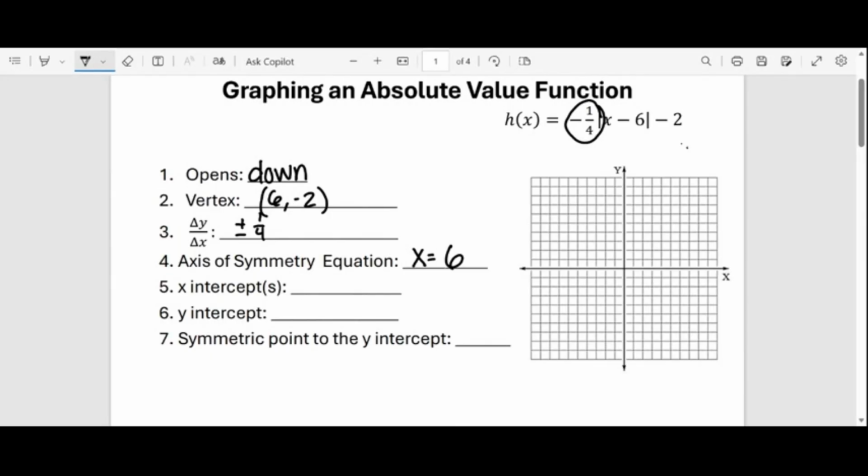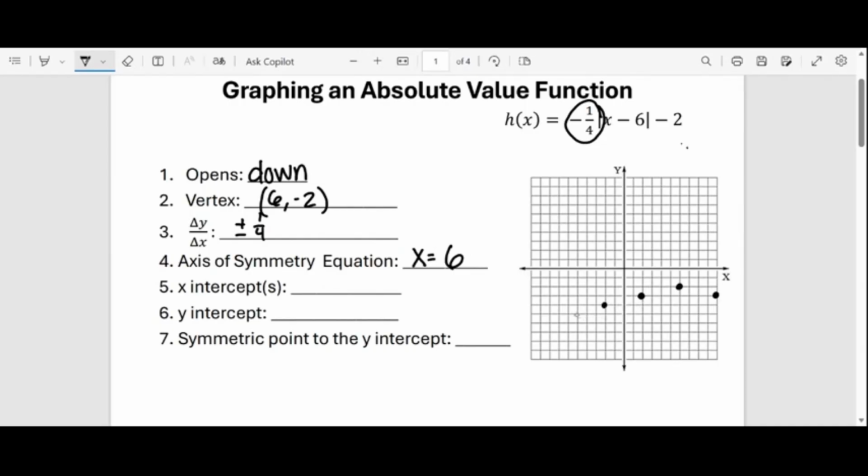We're going to start at our vertex, which is 6, -2. So I'm going to go over from center 1, 2, 3, 4, 5, 6, and down 1, 2. And that's because I'm at -2. From there, we know it opens downward because we had a negative slope. So on the right side, I'm falling 1. Instead of rise over run, I'm falling because it's negative. So I'm going to fall 1, run 4. I'm going to go back up to my vertex, fall 1, go to the left 4. And this will make my mirror image.